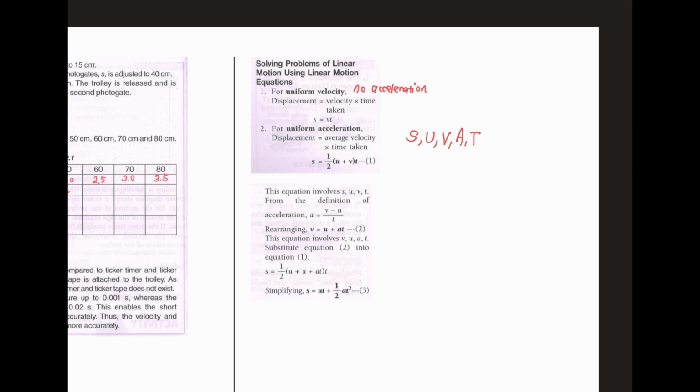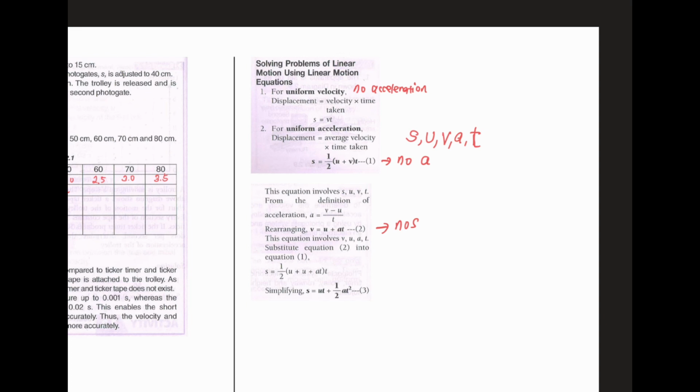Okay, the first formula, this one, SUVT. We use this formula when you don't know the a, the acceleration. Let's say I use small letter because acceleration is used in small letter for our notes here. So when you have no acceleration, we use the first formula. When you have no s, then you use the second formula.